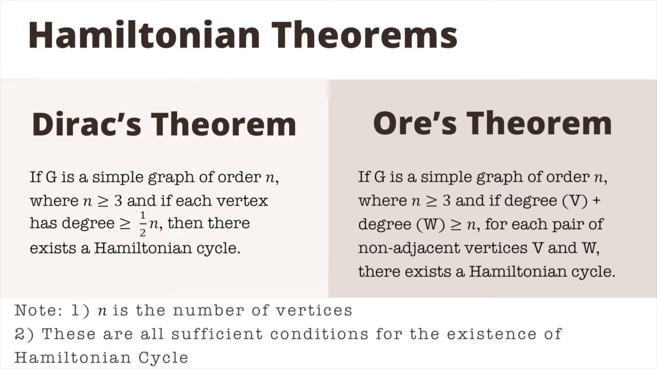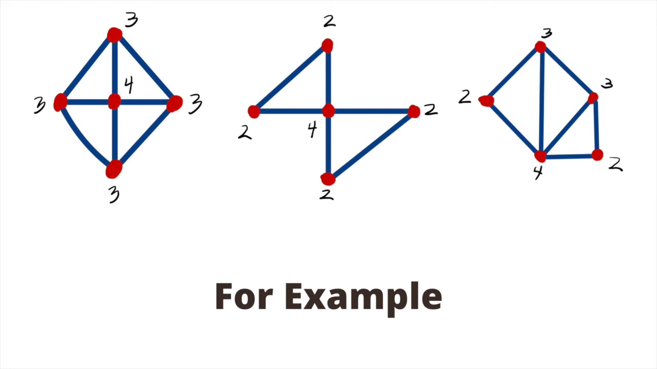Let's go back to the example and try to identify if it is Hamiltonian through the theorems. In the first graph, n is the number of vertices in the graph, which in this case is 5, and is greater than 3, so it satisfies the first condition of Dirac's and Ore's theorem. It also satisfies the second condition of Dirac's theorem, which states that each vertex has a degree greater than or equal to 1/2 of n. Substituting, 3 and 4 are greater than 1/2 of 5, or n, which is 2.5. Thus, through Dirac's theorem, it is a Hamiltonian graph.